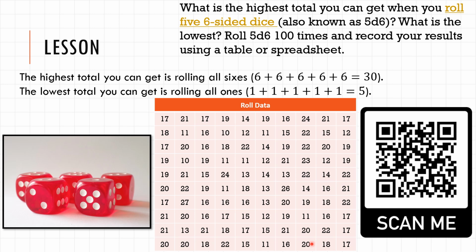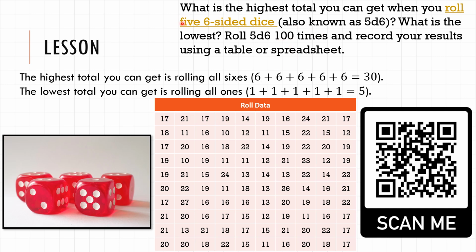So this is my roll data. There are 10 columns and 10 rows, and every time I clicked roll the dice, I wrote down the total over here. So the first time I got a 17. The second time I got a 21. The third time I got 17 again. Then I got 19. So I want you to do this 100 times.